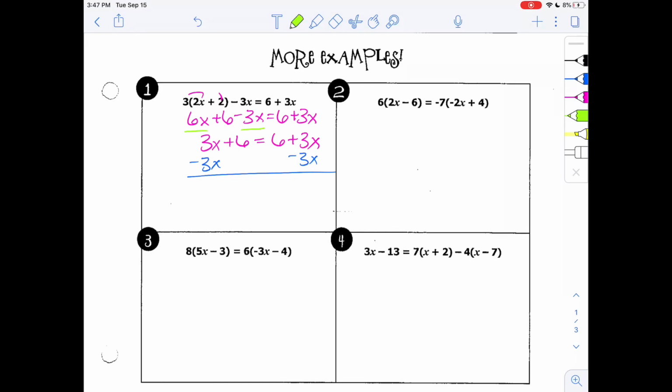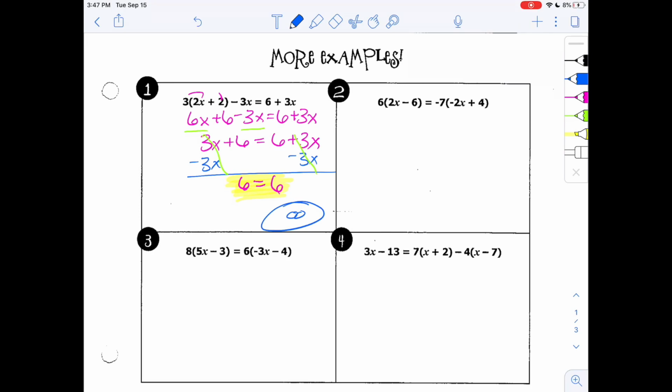3x minus 3x cancels out, so I am left with 6 equals 6. Again, 3x minus 3x cancels out, so I'm left with 6 equals 6. This is a true statement, so I know I have an infinite number of solutions.